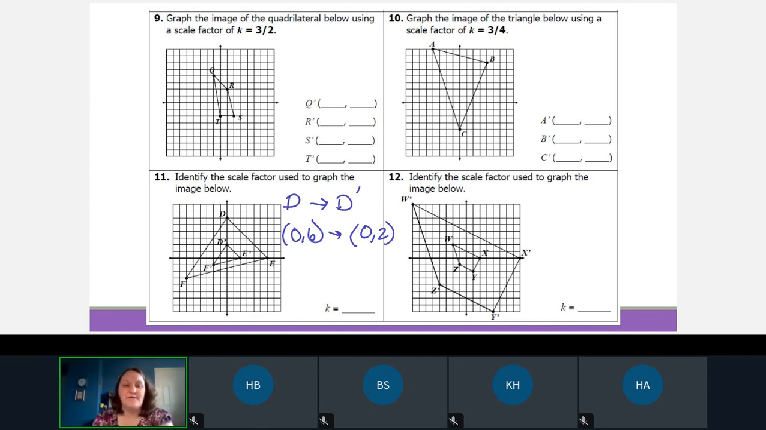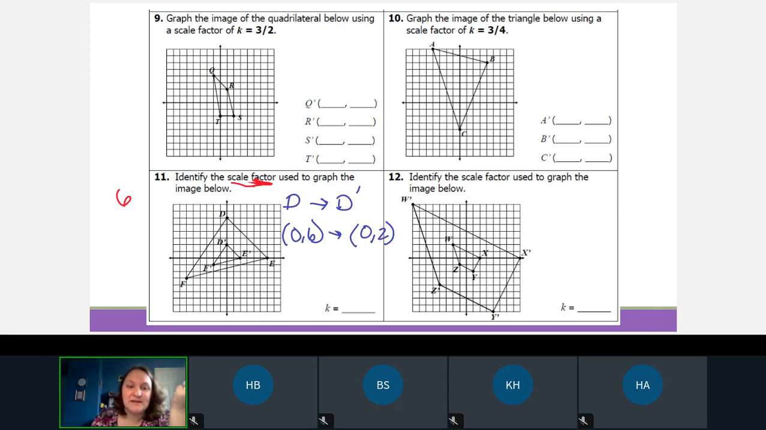Think of the word scale factor for a moment. We've heard this word factor before. What's a factor? If I talk about factors, what do you start talking about? Numbers. What are you doing with numbers? If I said, what are the factors of 6? Right? Multiplication. And that's exactly what a scale factor is. What are you multiplying the number by?